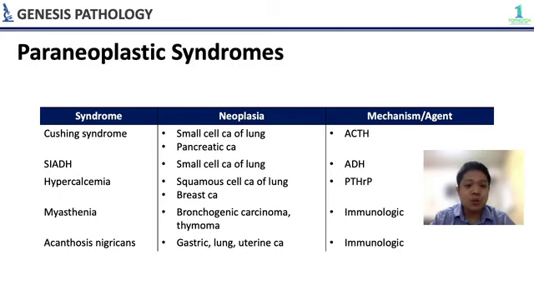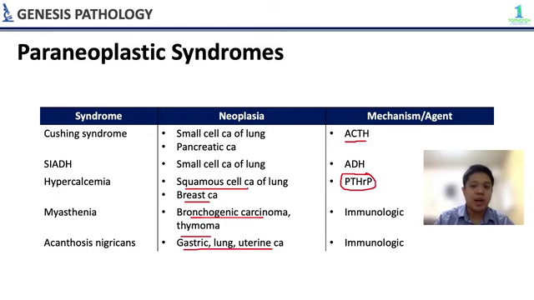So yung Cushing syndrome, nakikita siya sa small cell cancer of the lung or pancreatic CA. Tapos syempre nag-mediate siya using ACTH. You have syndrome of inappropriate ADH secretion, again from small cell CA, hypercalcemia from squamous cell CA of the lung or breast CA, producing PTH-related peptide. You also have myasthenia from thymomas or bronchogenic carcinomas, and acanthosis nigricans from gastric, lung, and uterine CA.